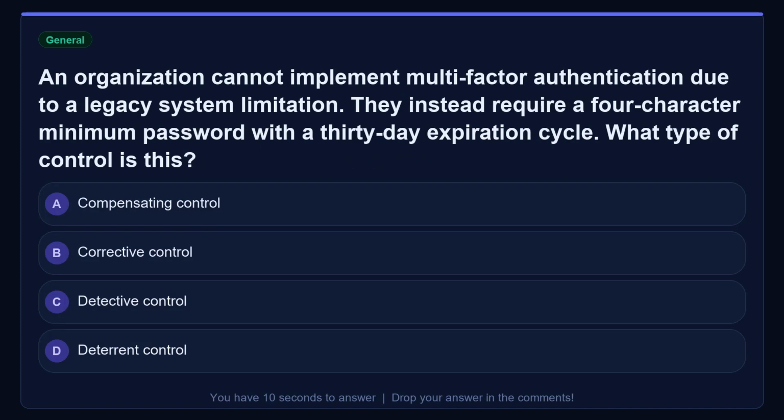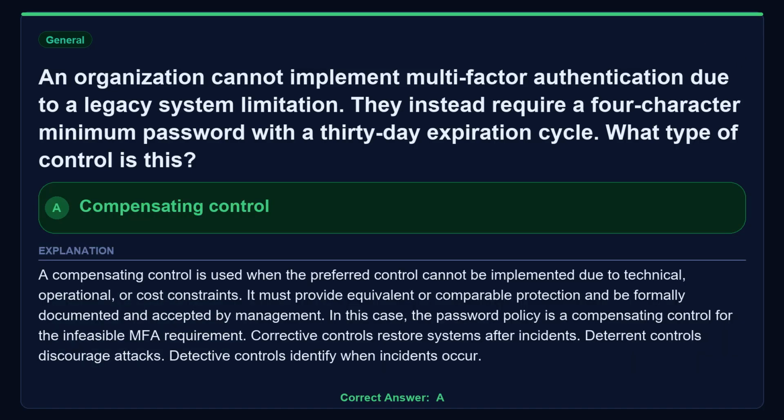An organization cannot implement multi-factor authentication due to a legacy system limitation. They instead require a 4-character minimum password with a 30-day expiration cycle. What type of control is this? The correct answer is A, compensating control.